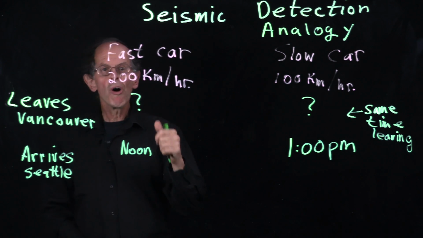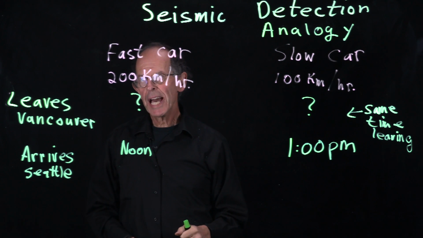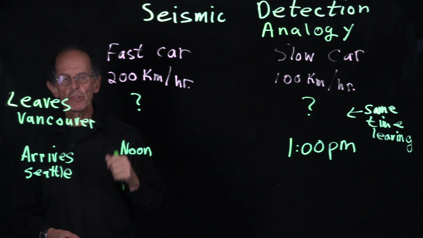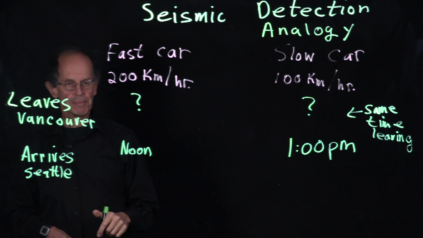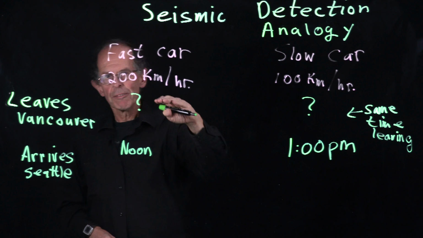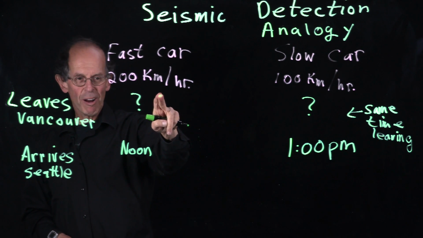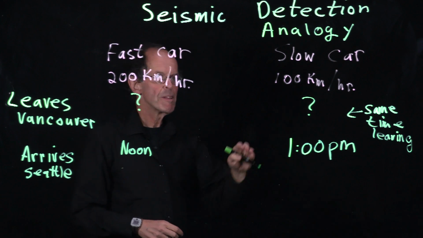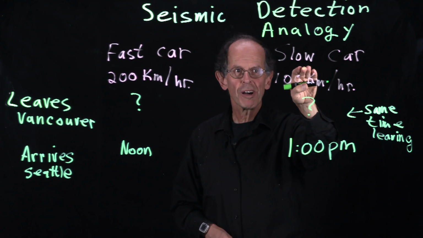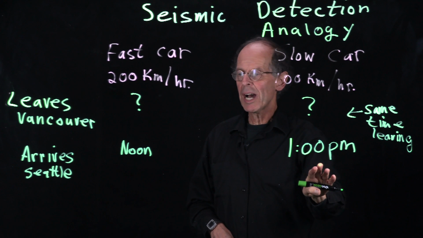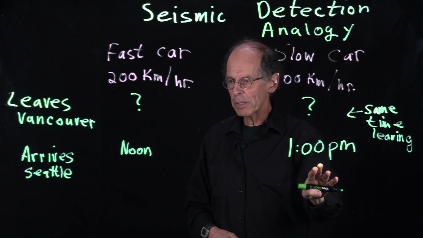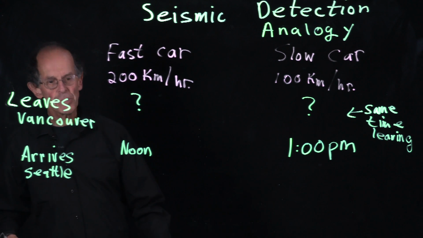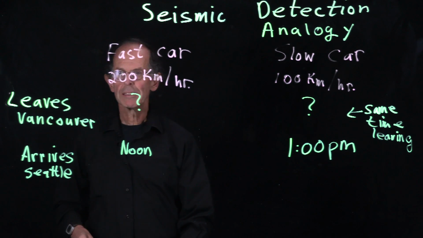So we don't know when they leave. We're waiting in Seattle, and we just can see when the respective cars arrive. The fast car, the rabbit car, arrives in Seattle at noon. The slow car, the tortoise car, arrives 1 hour later. It's slower. The question is, how far away is Vancouver from Seattle?